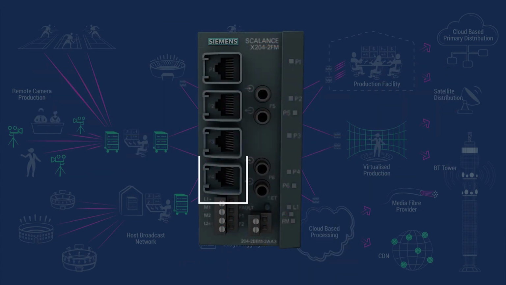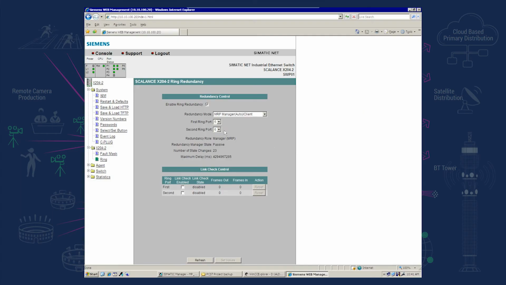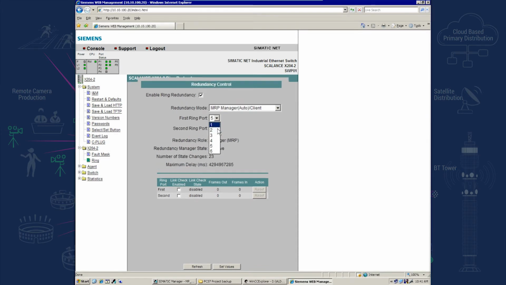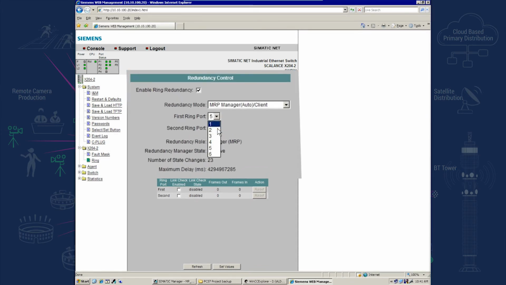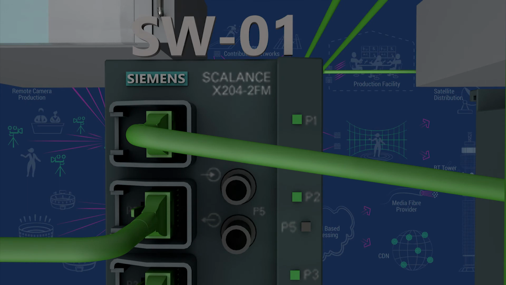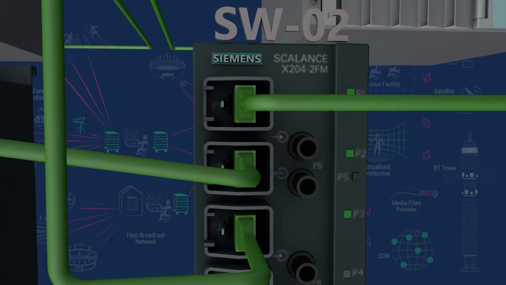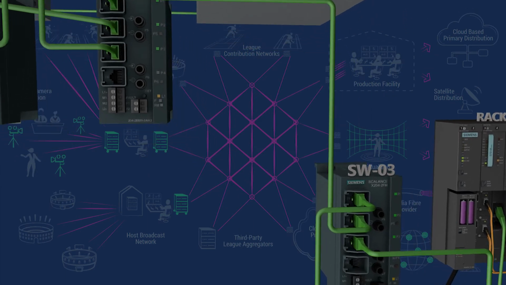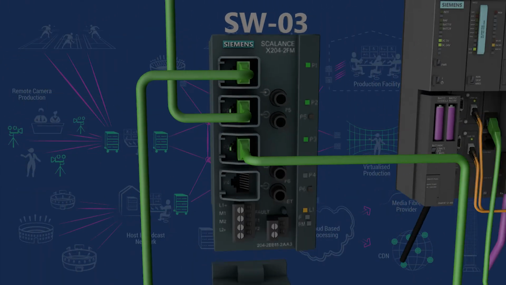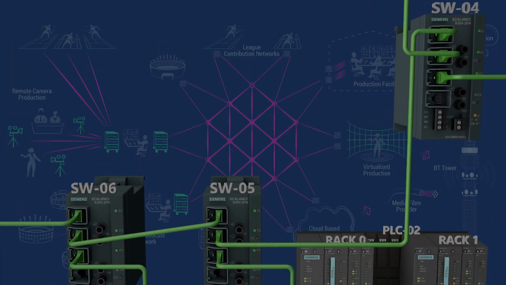You can also create a ring network by using RJ45 ports. For this purpose, in web-based management, select RJ45 ports as the first and second ring ports. For example, P1 is the first ring port and P2 is the second ring port, and don't forget to click on the Set Values button. Then connect P1 of switch 1 to P2 of switch 2 and P1 of switch 2 to P2 of switch 3. Keep continuing until you connect P1 of the last switch with P2 of switch 1. The working principle will remain the same.